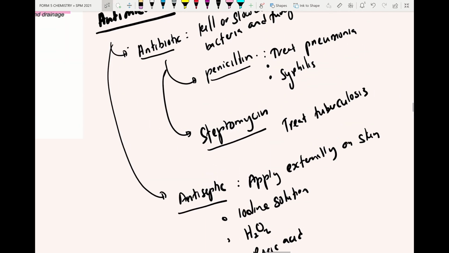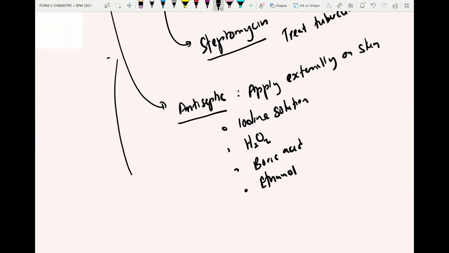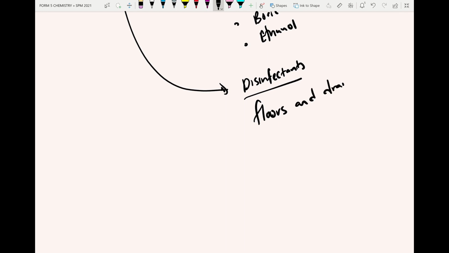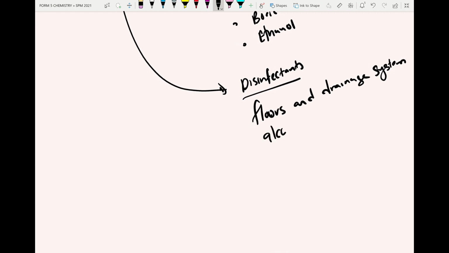And the last example of antimicrobial will be disinfectants. Disinfectants destroy pathogen that is found on non-living objects such as floor and also in drainage system. Please remember on floors and drainage systems. So examples of disinfectants, please remember alcohol. We can use ethanol and also formaldehyde. All right, please remember these two examples.